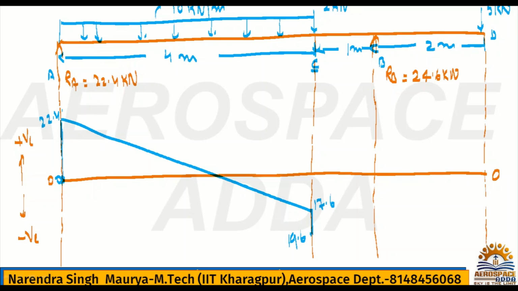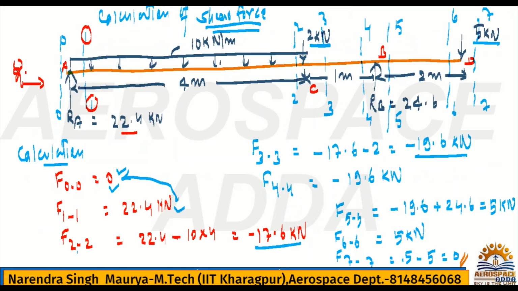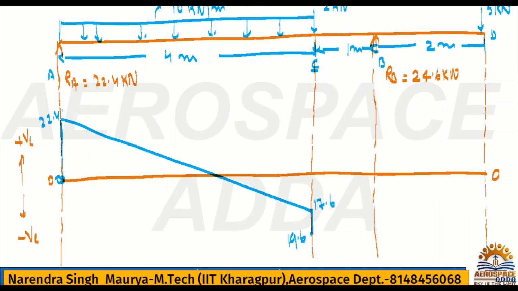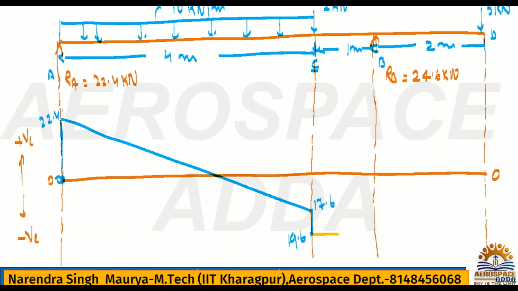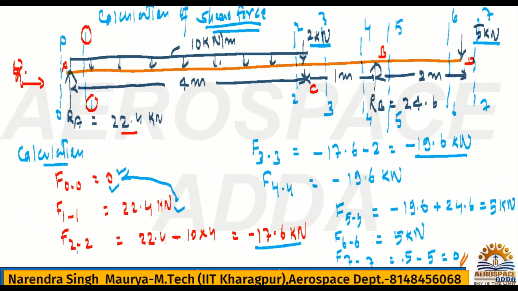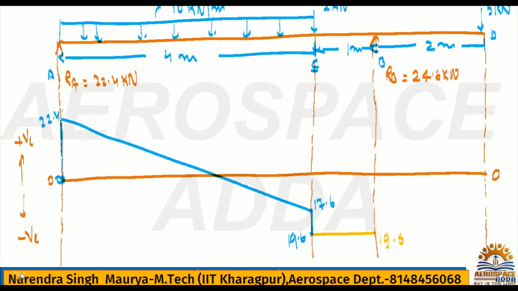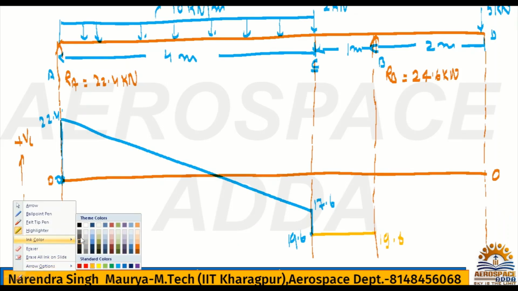Right, now coming to B. For B, next is nothing but F44. Because between F33 and F44 there is no force, it will be the same value, 19.6. So you have to draw one line with the same value, 19.6. This is just before B. Just before B is F44. Now just after B is F55. F55 becomes 5 kilonewton. So on the same line we have to show F55, the 5 kilonewton.